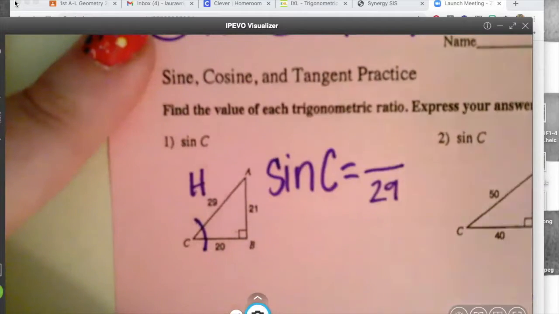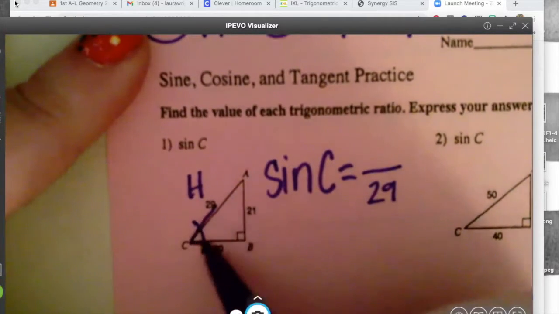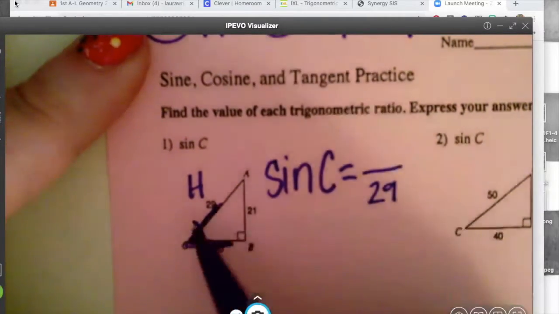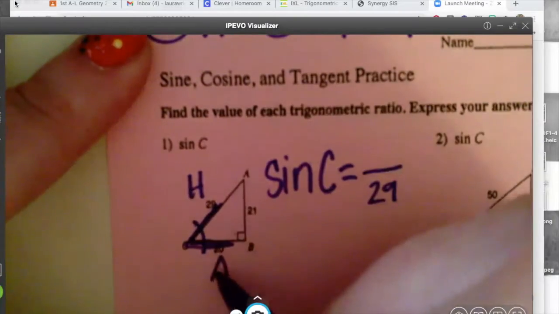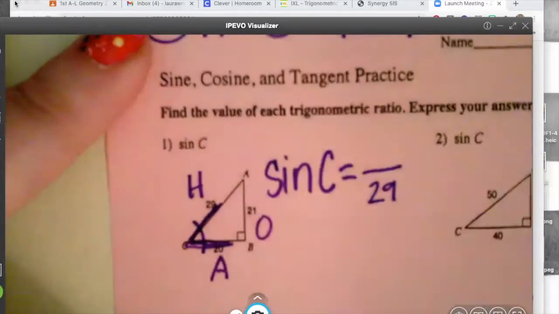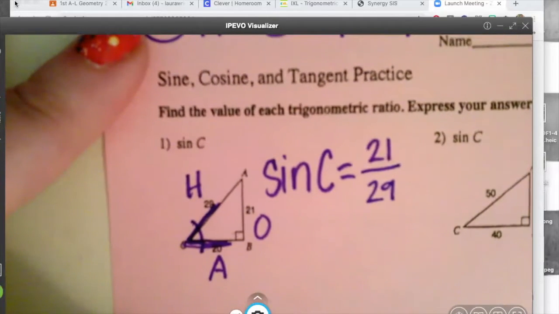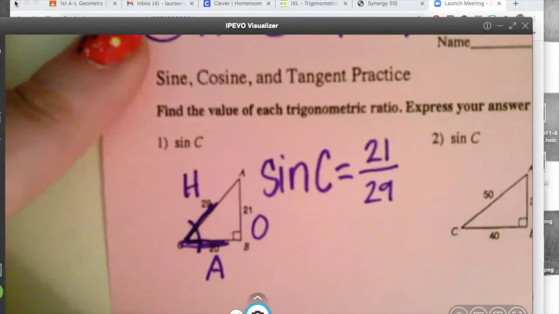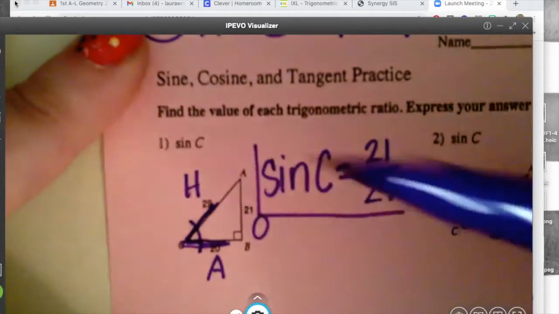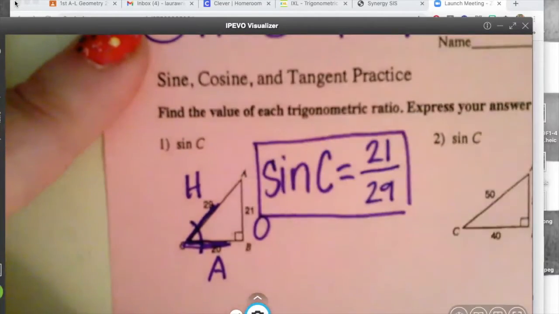And then the opposite, right, if you trace this angle, hypotenuse and adjacent are going to be the two lines that get traced. So the opposite must be 21. So the sine of C is going to be equal to 21 over 29. And that's what we were doing last week, is just setting those up.